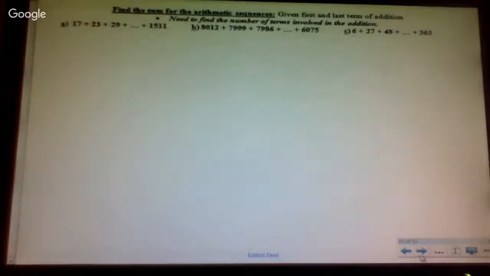Okay, so these are the same types of problems. We need to find the sum, and they don't tell us how many terms there are. So, first things first, what's my first term? My last term? 1,511. Okay, I need to find my total number of terms.